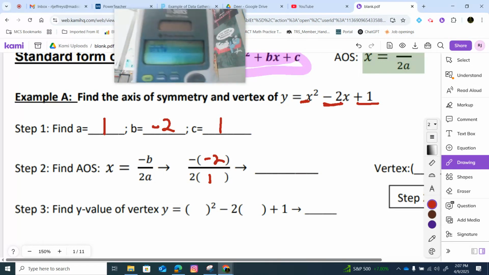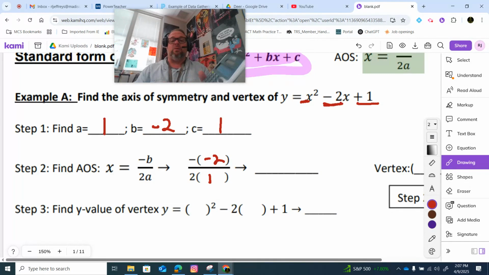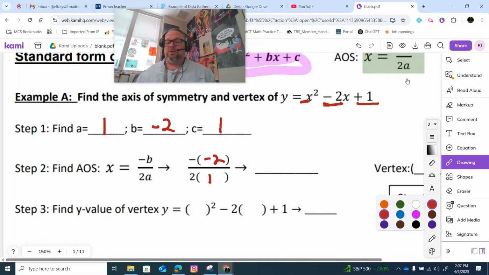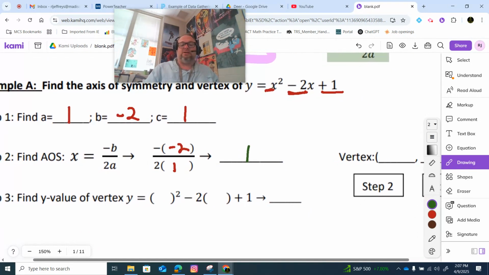If you notice, for those who are actually looking at the board or screen or whatever you want to call it, what is on my calculator is actually what is written on my paper. Crazy. Then I'm going to hit the enter button and I get 1. So this number is 1. So that's all I had to write right there.